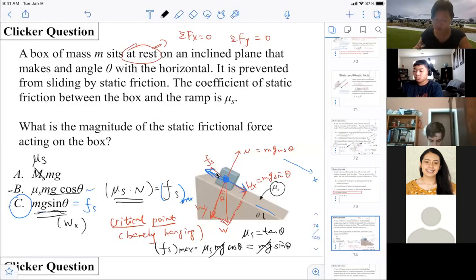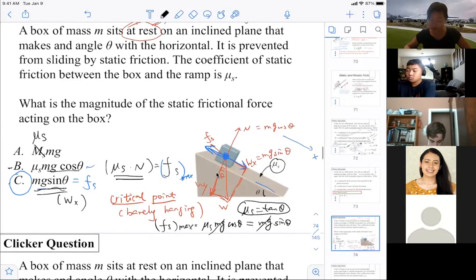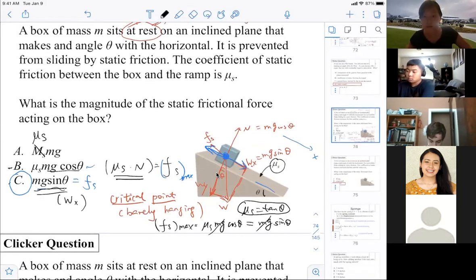Okay, so I was showing you how the use of mu s equals tangent theta comes from. It's coming from the critical point if you know the box is barely hanging there. Wait, how come there's no mu in front of mg sine theta?